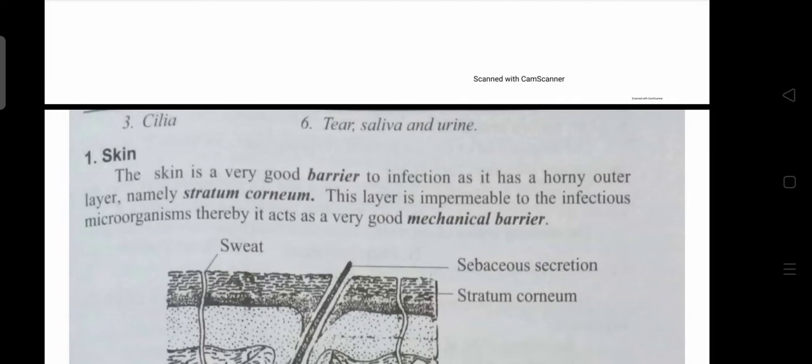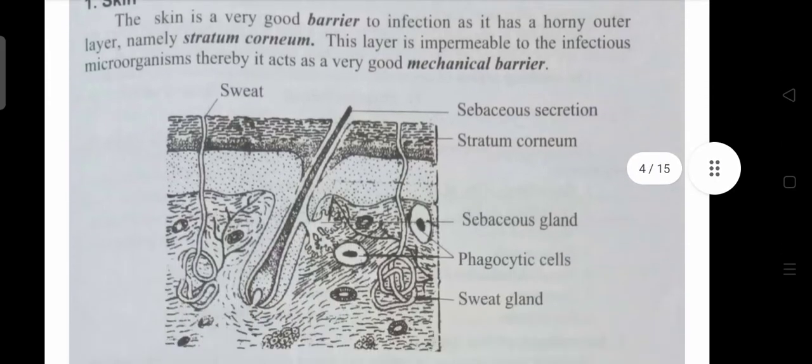Skin is a very good barrier to infections because it contains an outer layer called the stratum corneum. The stratum corneum, the outer layer of skin, is impermeable to infectious microorganisms. It will not allow these infectious microorganisms to enter our body through the stratum corneum because it is impermeable to them, and it is a very good mechanical barrier.